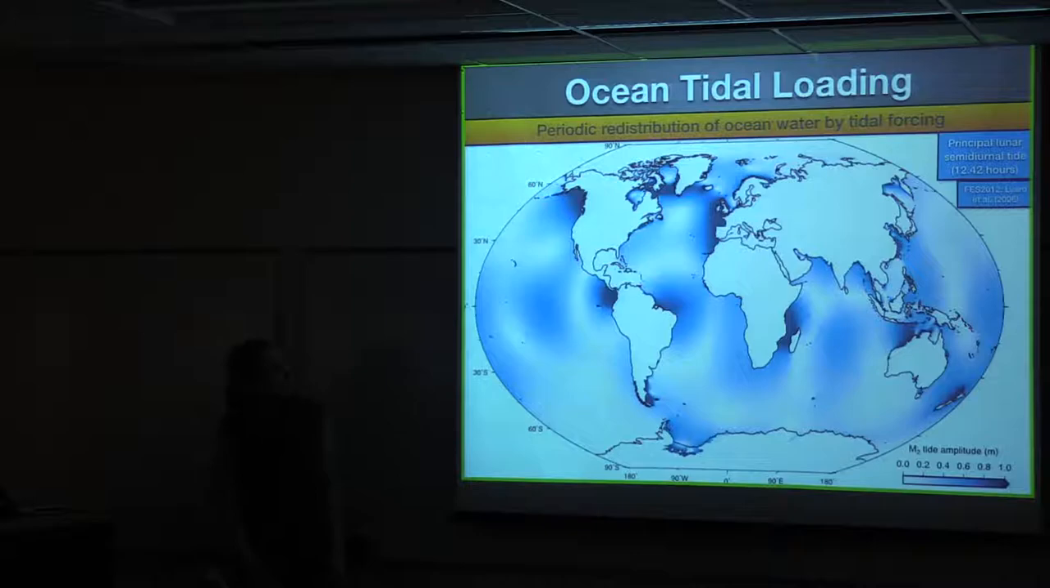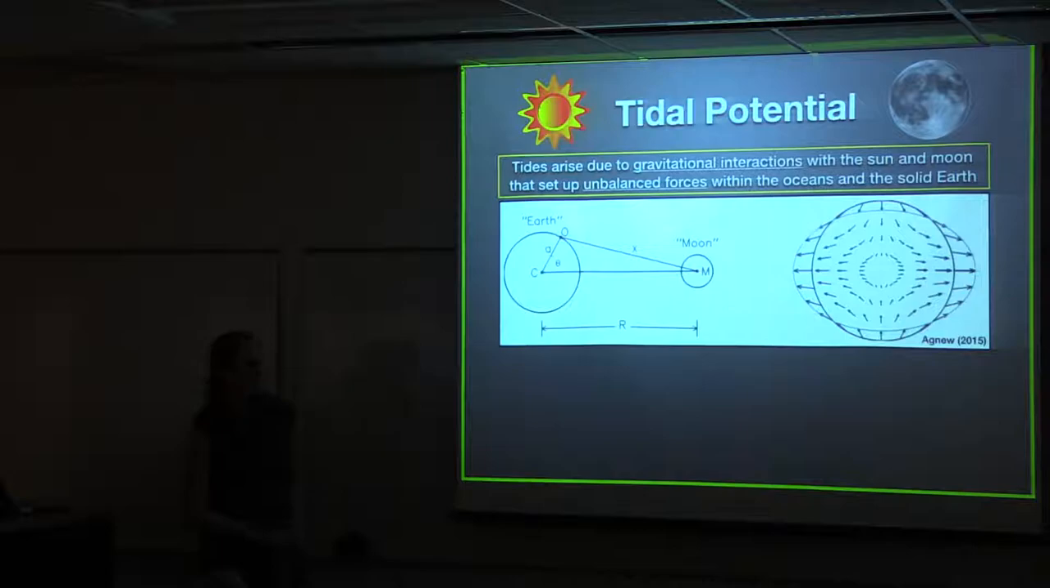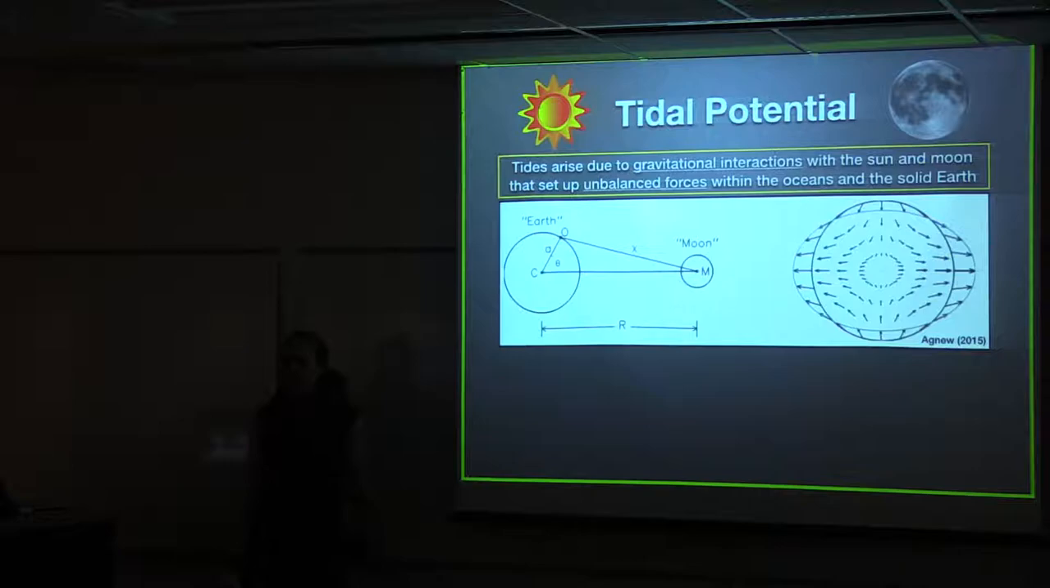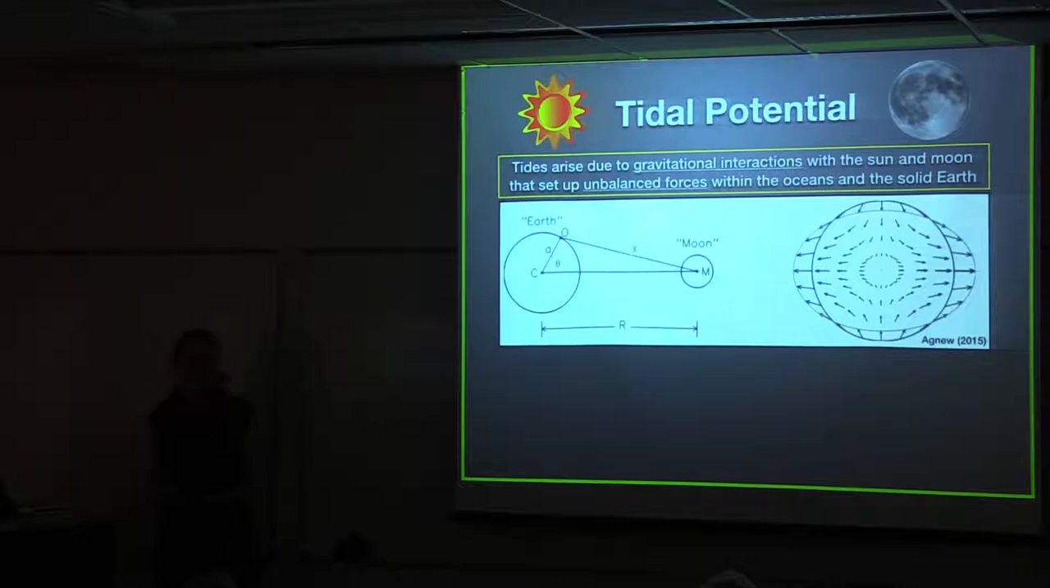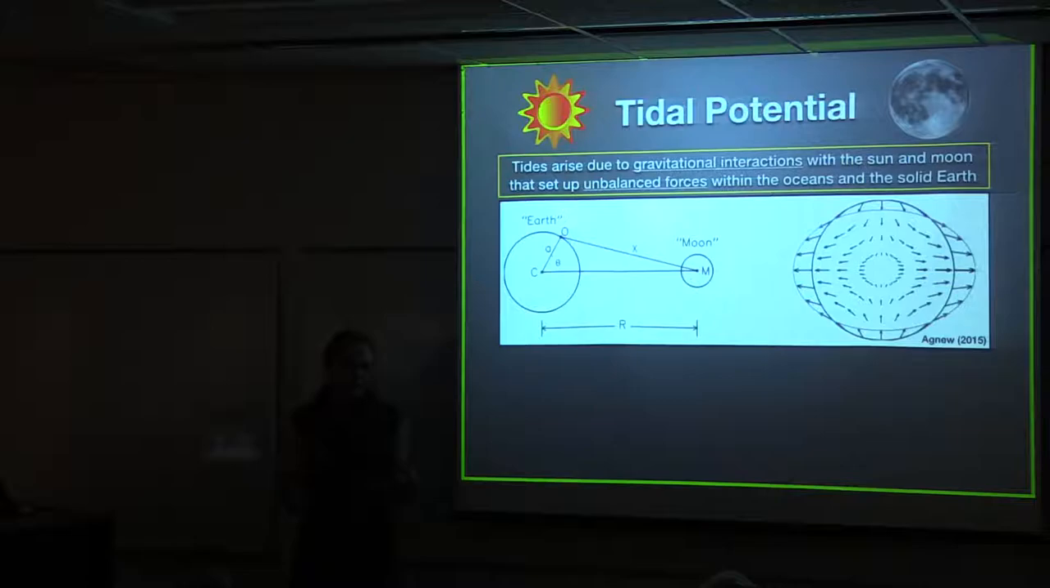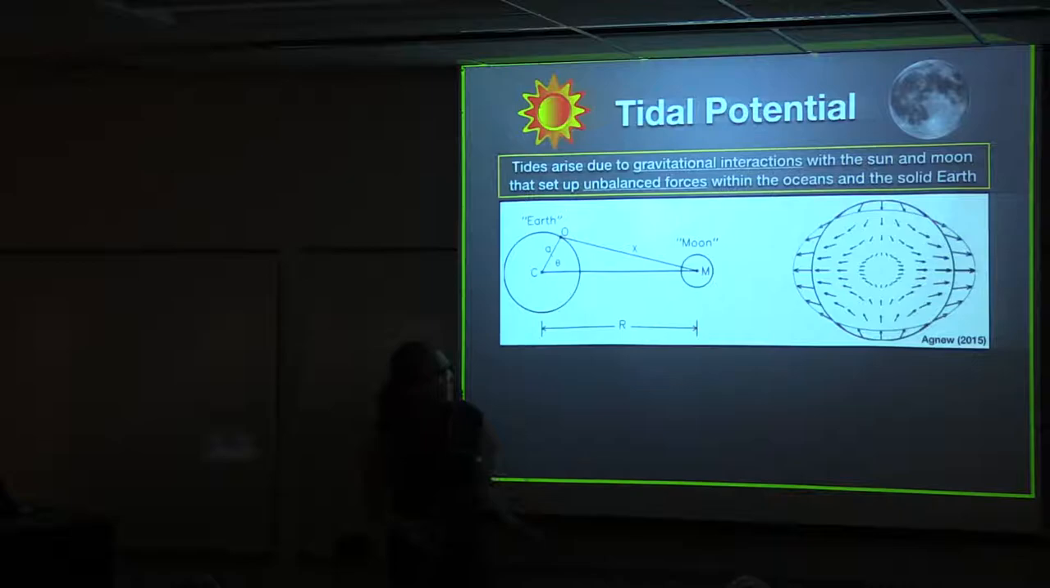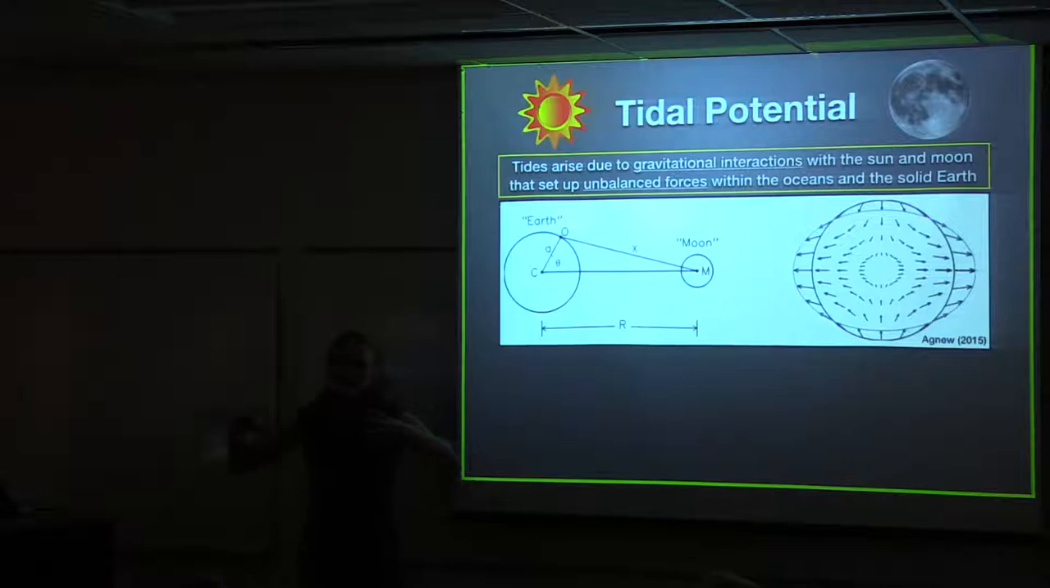To make sure that we're all on the same page, I just have a couple slides on the tidal potential. Tides, of course, arise due to gravitational interactions between the Earth and external bodies, such as the Moon and Sun. These gravitational interactions set up differential or unbalanced forces, both within the oceans as well as within the solid Earth, because the Earth has finite size. So the gravitational force on one side of the Earth is not the same as it is on the other side. And here I have a schematic diagram showing the Earth-Moon system, and then the resulting tidal bulges, where the Earth is elongated along that Earth-Moon center line and then flattened at the poles.